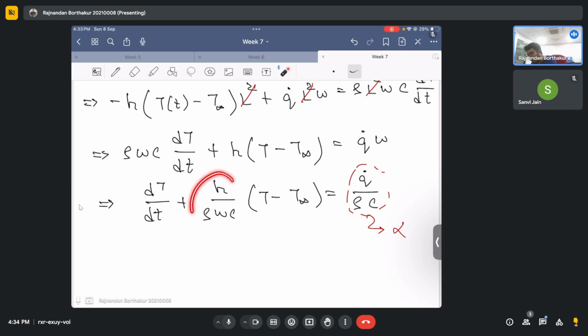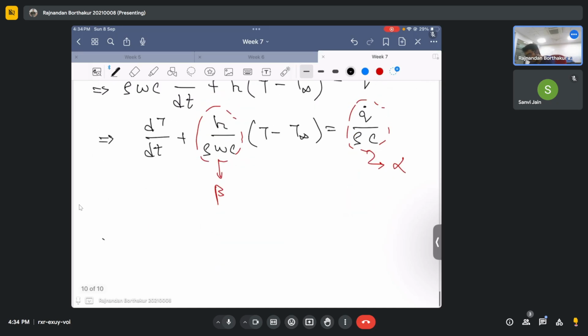Similarly, you know this quantity directly. You know the heat transfer coefficient, the density, the width, I mean the thickness W, and the heat capacity C. I will just call this beta. Remember, this alpha and beta are directly known, and these are just some numbers. You just need to put in the values to get alpha and beta. Once we simplify, the equation boils down to dT by dt plus beta times T minus T infinity equal to alpha.